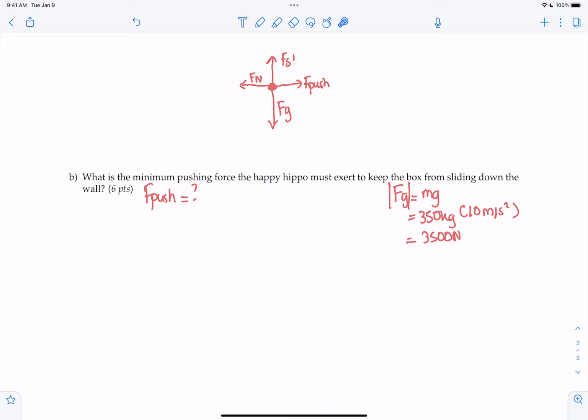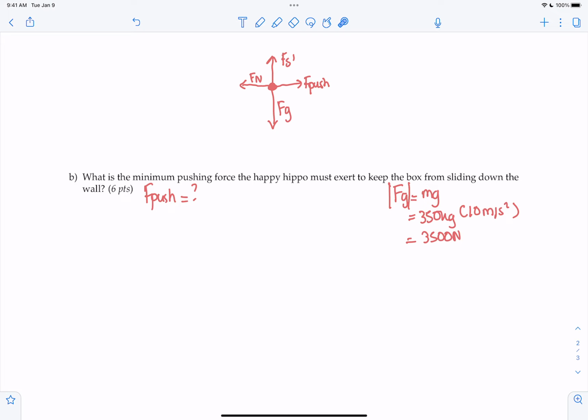Now, here's where it gets kind of complicated. How does this all relate to each other? That's the big question here. I have mass, and I have this force of gravity that's acting in the y direction. I'm trying to figure out F push, which is in the x direction. Those are two different directions, so it doesn't make any sense. And I don't know what the normal force is, so I can't figure out F push. And I don't know what the static friction force is either.